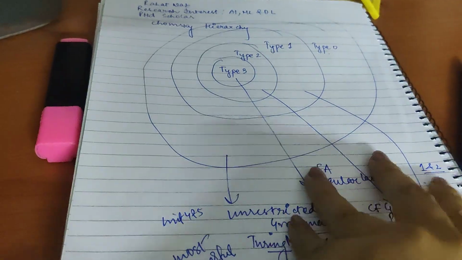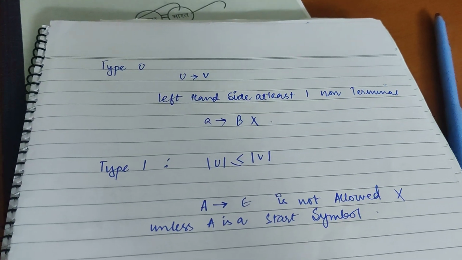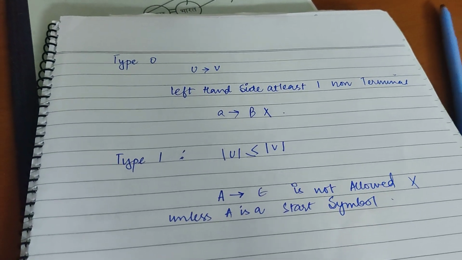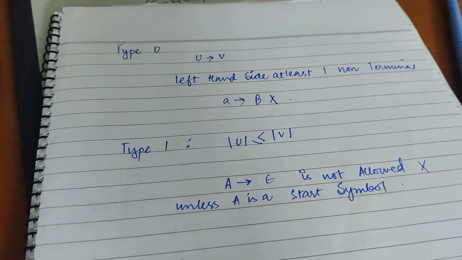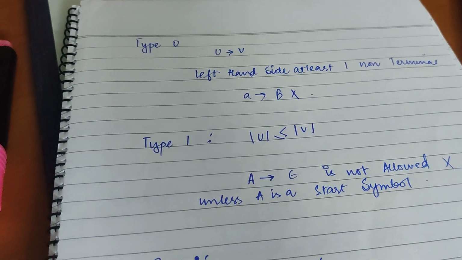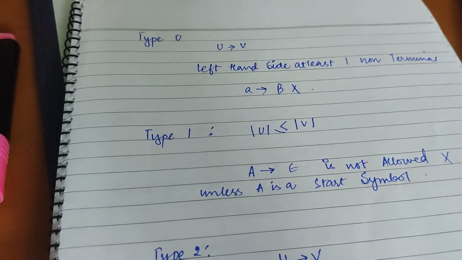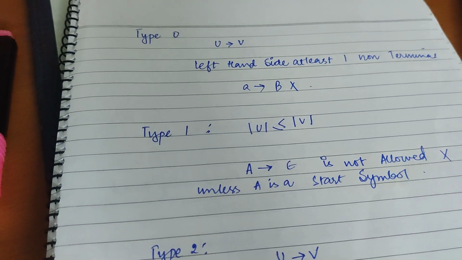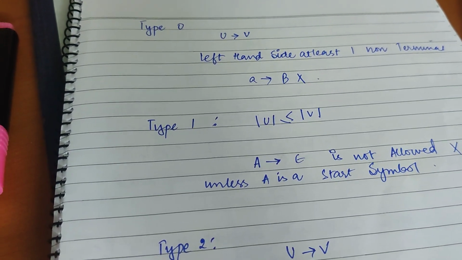Now moving to the next topic. So these are the rules for the type 0. Type 0 is saying u tends to v, and u, the left hand side, must have at least one non-terminal. That means if I say non-terminal, at least the left hand side must have one capital letter. If I say small a tends to capital B, capital S, then this is wrong.